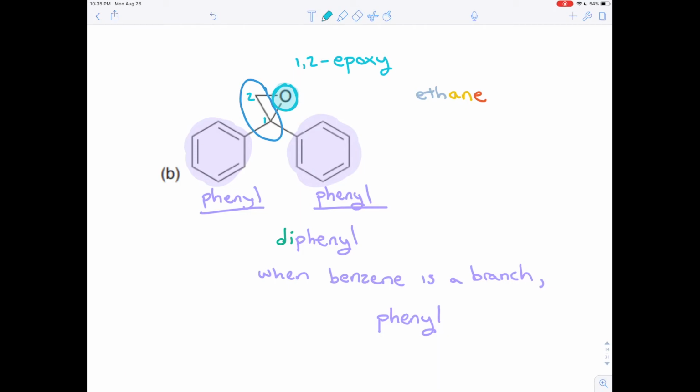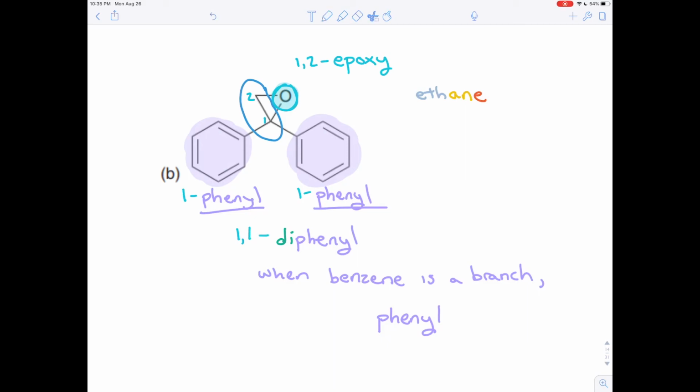But if we number it from the bottom to the top, we get lower numbers for the phenyls. Here, we get 1 and 1 for both of these phenyls. The way we had it before, we would have gotten 2s for those. So the names for these phenyls will actually be 1,1-diphenyl.